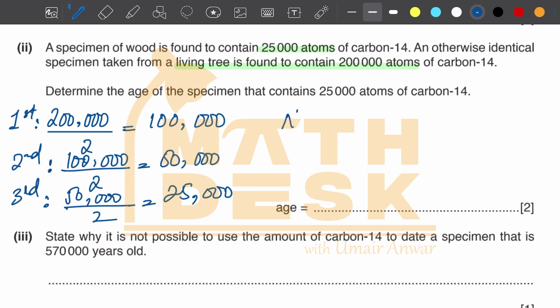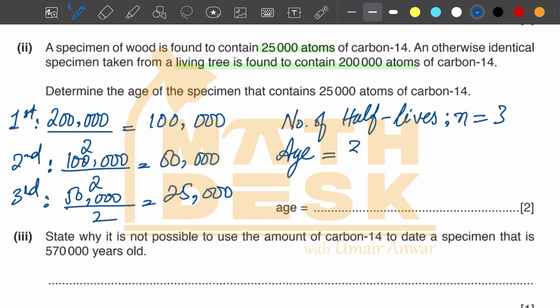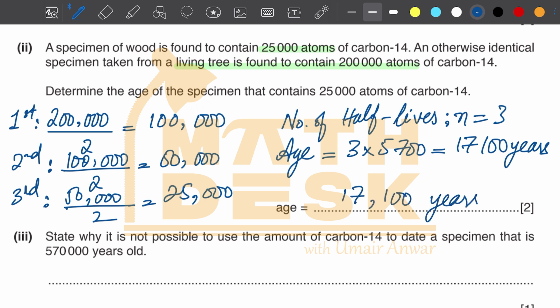So it means that there are 3 half-lives. I'm writing the number of half-lives, small n, is equal to 3. So the age would be 3 times 1 half-life, which is 5700 years. So the answer would be 17,100 years. This would be the age of that specimen.